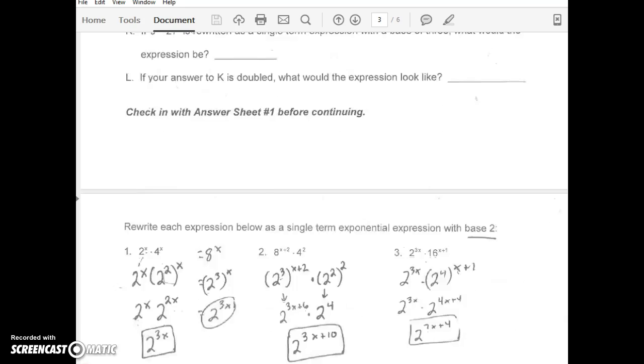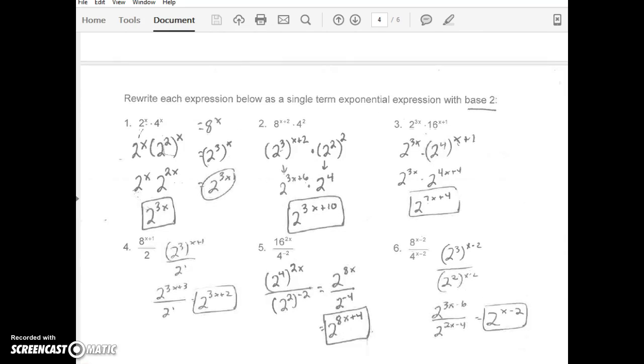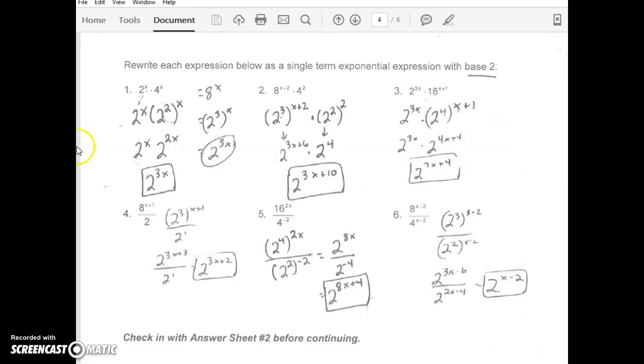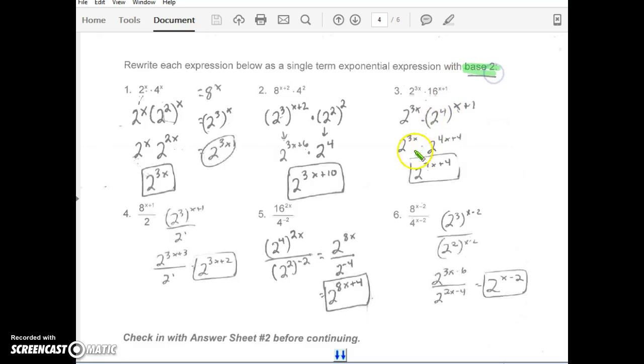In activity 2, we're actually putting our skills from activity 1 to use. So looking at number 1, we had 2 to the x times 4 to the x. The directions say rewrite each expression below as a single term exponential expression with base 2. And that right there is really key, that everything in this problem should be base 2, and we want a single expression. So just one base. So in number 1, I cannot change the 2 to the x because it is already base 2. I don't want to do anything with that. But I am going to change the 4 to the x because I have 2 squared. All right, I want to have a base 2. So when I do that, I have 2 squared to the x.